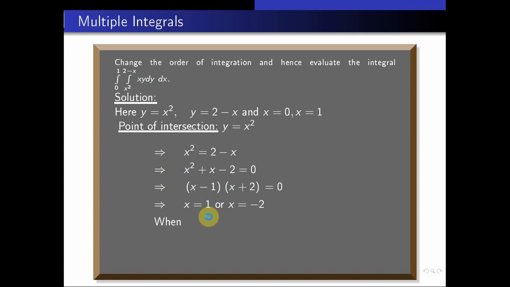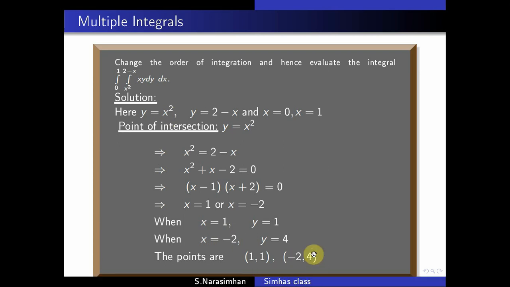When x is equal to 1, if I substitute here, y is 1 square, that is equal to 1. So there is one point where these two curves cut, and when x is equal to minus 2, if I substitute here, y is equal to 4. The intersection points are (1, 1) and (minus 2, 4). So with these limits and these points of intersection, we can plot the area.